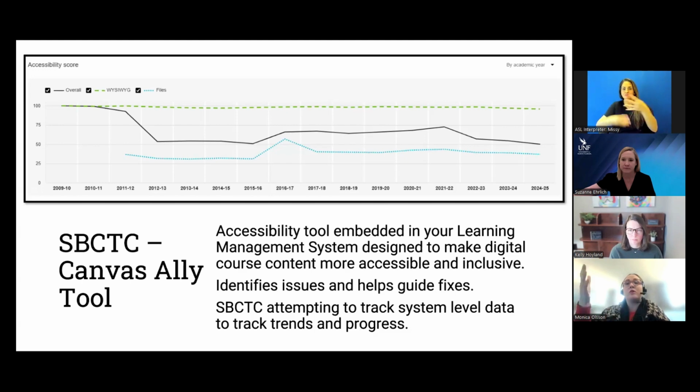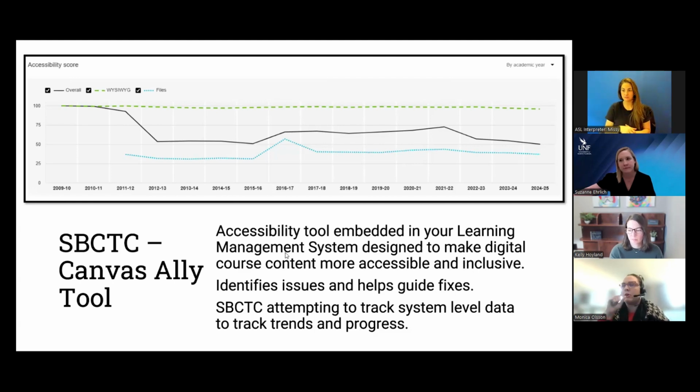a way to drill in to high risk courses that may be presenting a particularly low accessibility score and see where those issues exist. It's also a way to track trends and improvements over time.